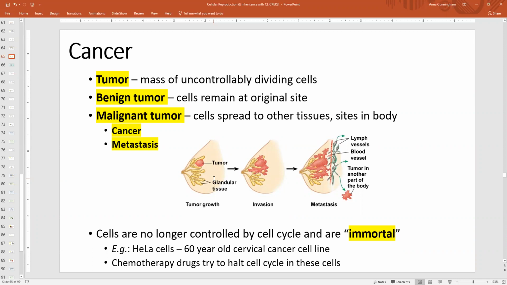All right, so tumor, uncontrollably dividing cells. If it's benign, it's going to stay in its place, but still grow. If it's malignant, it has the potential to spread. All right.